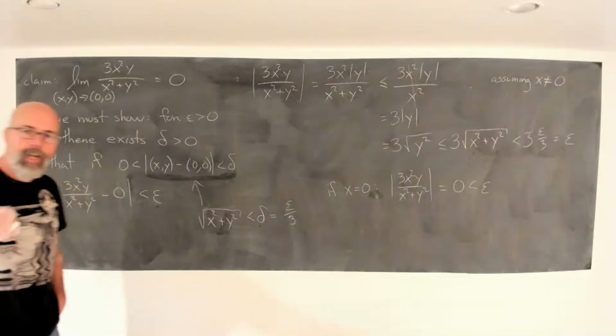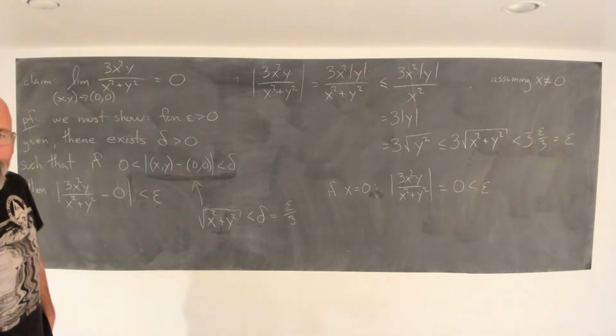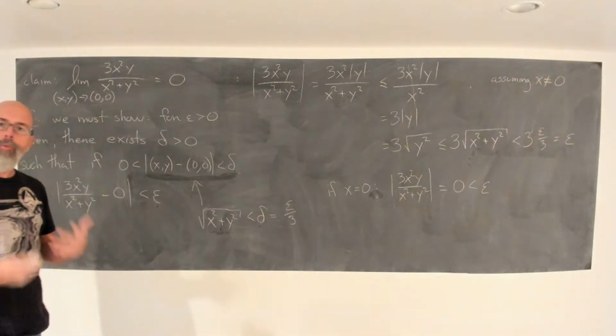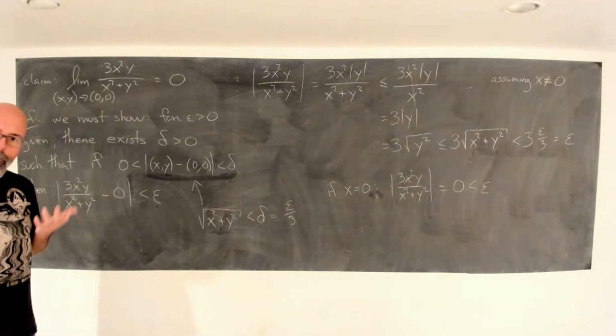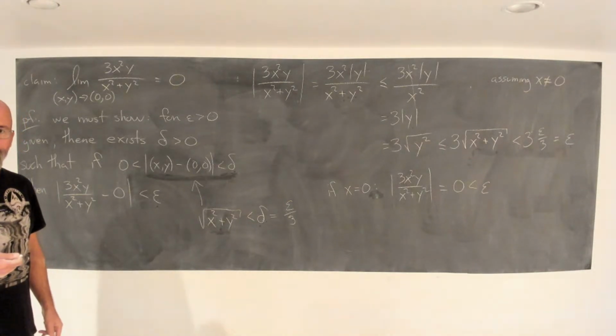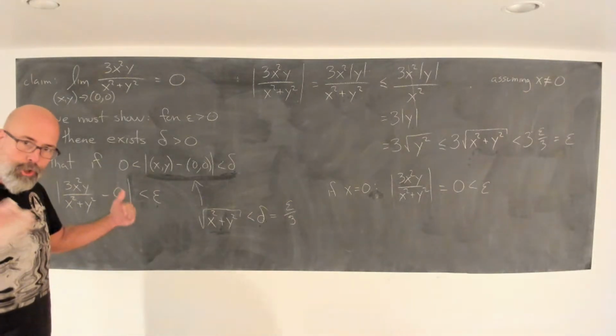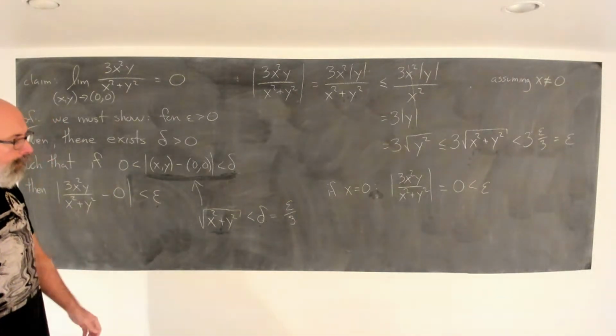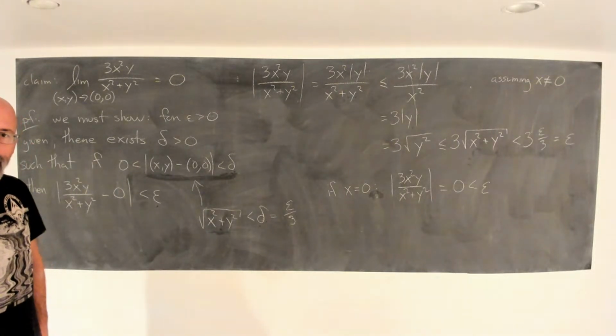We've done enough. Somebody's asking for an example where the limit does not exist. Well, when the limit doesn't exist, you don't resort to epsilon delta. You just show two paths where the function behaves differently.